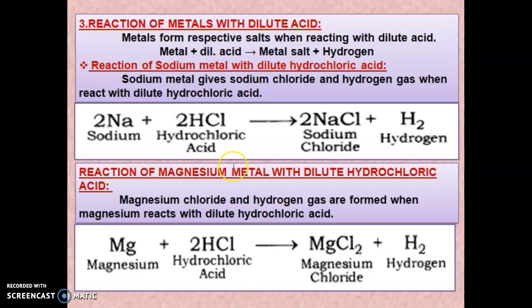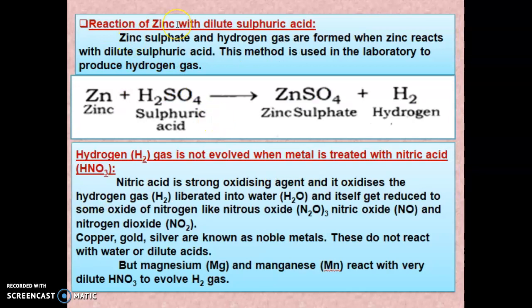Next, the reaction of magnesium metal with dilute hydrochloric acid. Magnesium chloride and hydrogen gas are formed when magnesium reacts with hydrochloric acid. So Mg plus HCl gives MgCl2 plus H2. Next, the reaction of zinc with dilute sulphuric acid. Zinc sulphate and hydrogen gas are formed when zinc reacts with dilute sulphuric acid. This method is used in the laboratory to produce hydrogen gas. So Zn plus H2SO4 gives ZnSO4 plus H2.